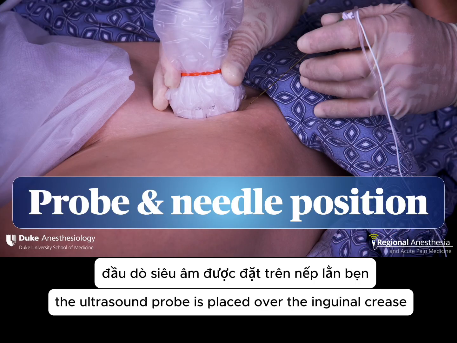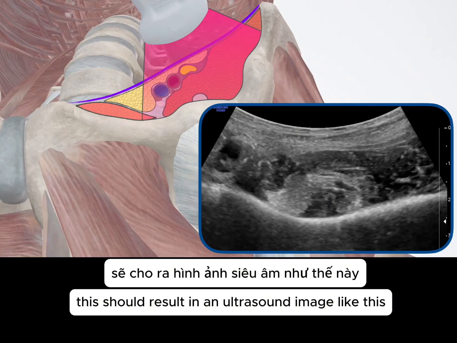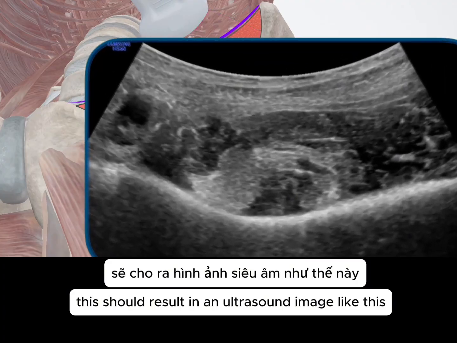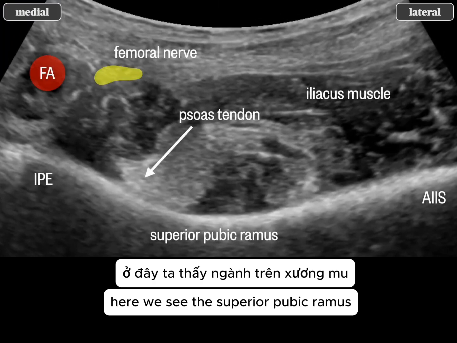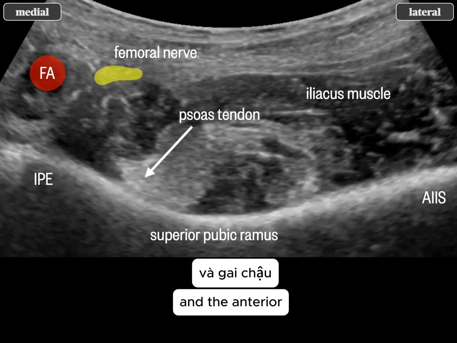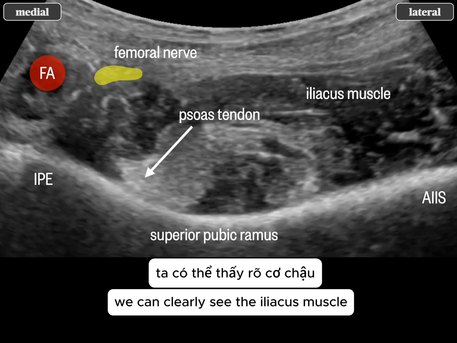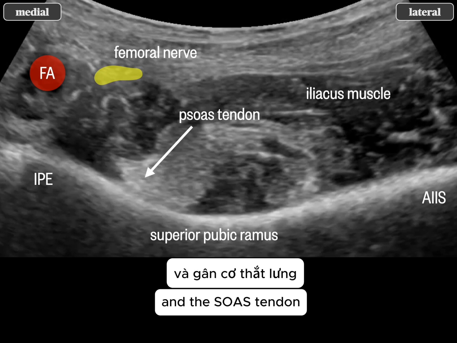The ultrasound probe is placed over the inguinal crease as pictured here in the same orientation as the crease. This should result in an ultrasound image like this. Here we see the superior pubic ramus with the iliopubic eminence rising on the medial side and the anterior inferior iliac spine rising on the lateral. We can clearly see the iliacus muscle and the psoas tendon.